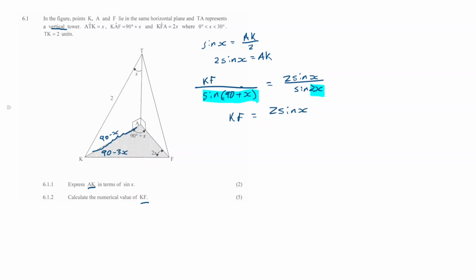This is going to co-ratio and go up to the top and become cos X. This only has one expansion, and you even have it in your formula sheet. So I do the expansion, and just like that, you're left with KF is 1 unit, which is absolutely incredible.